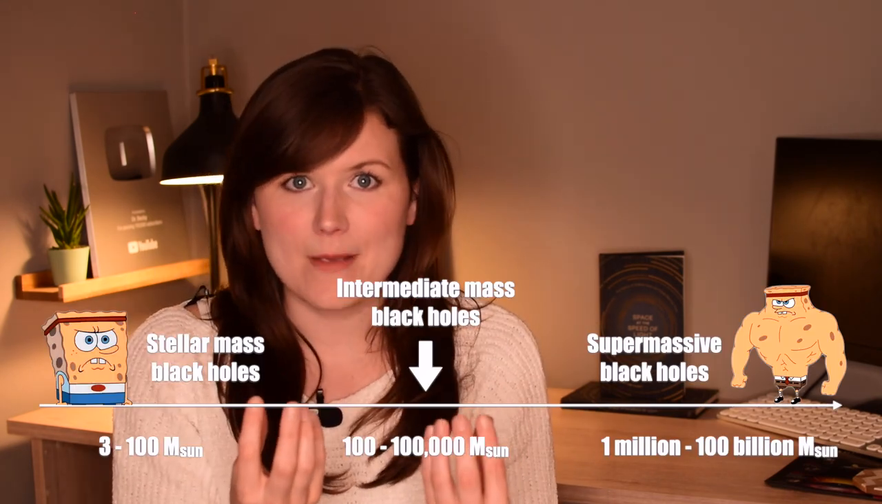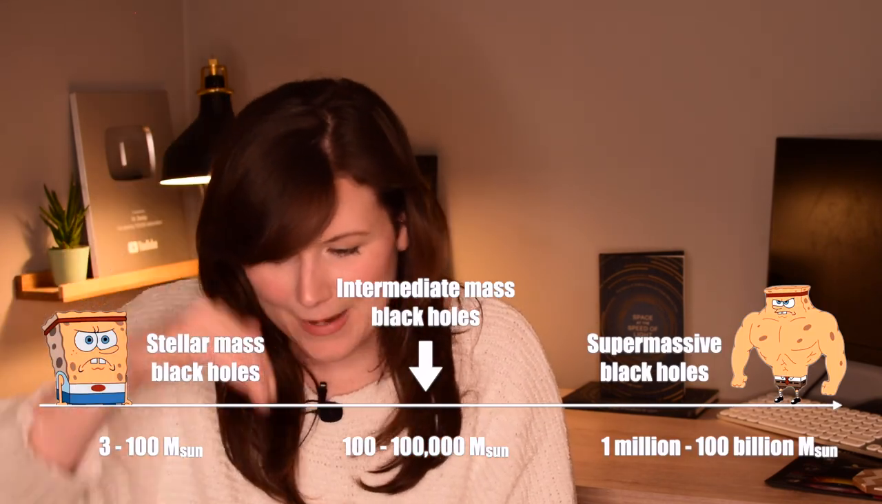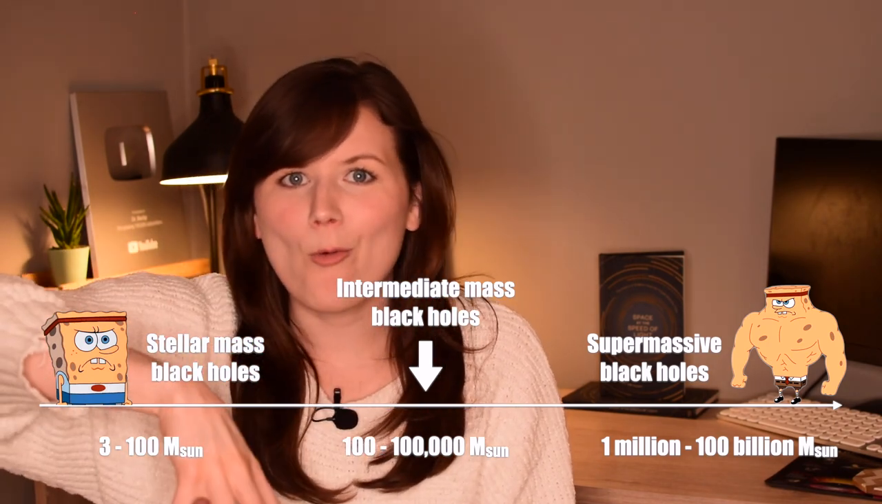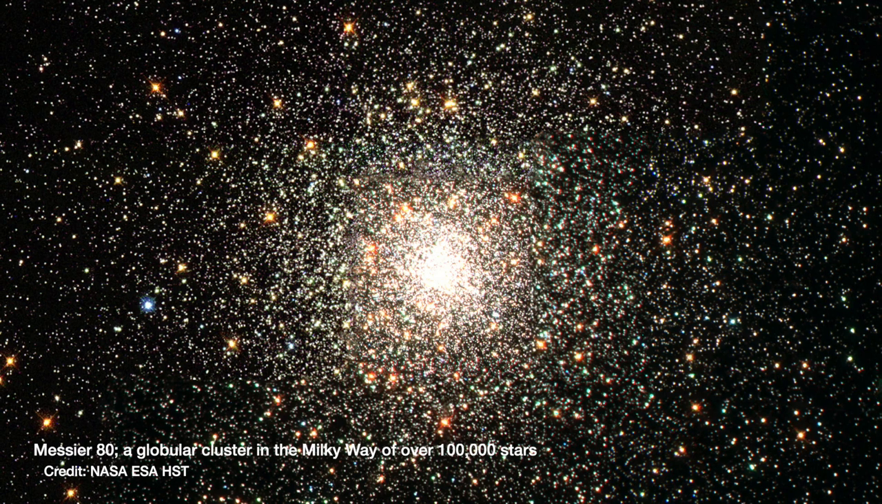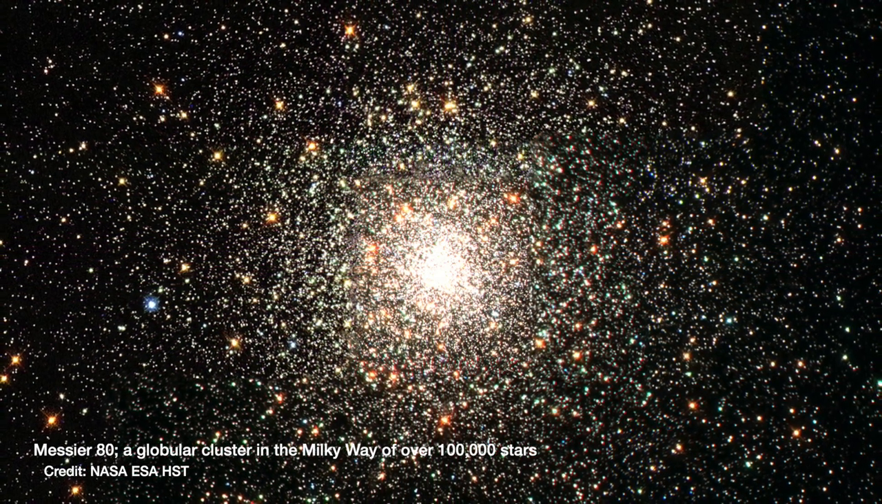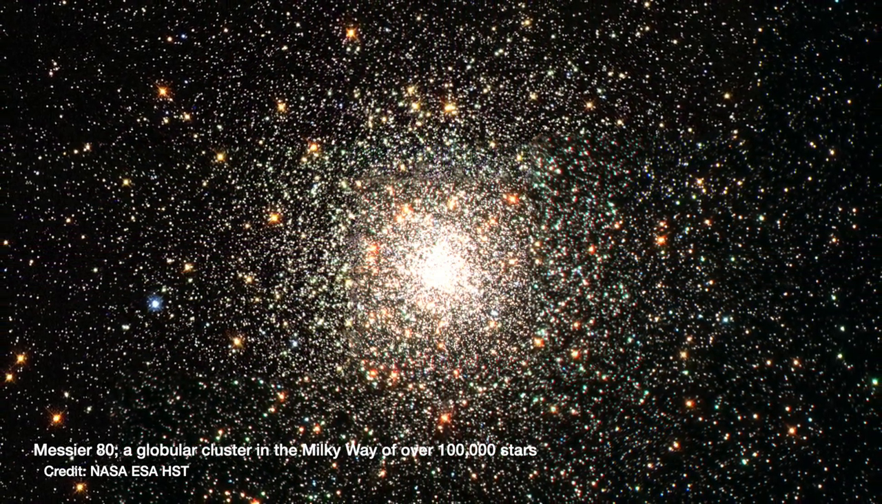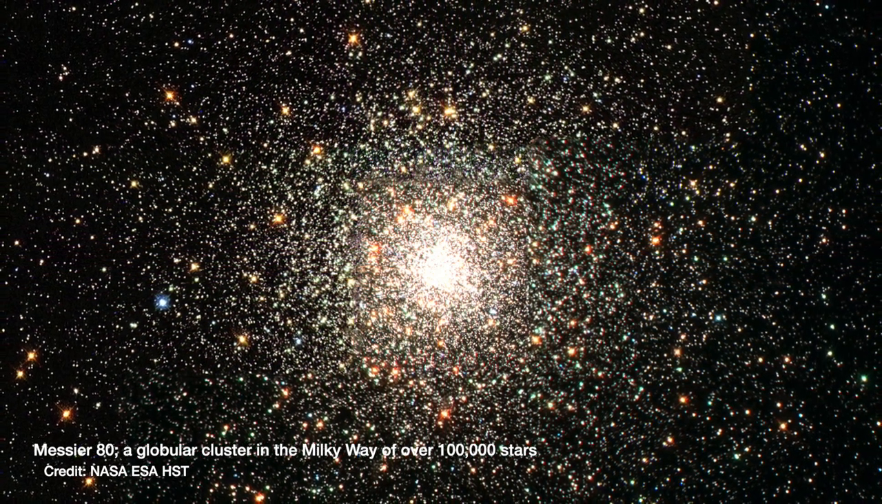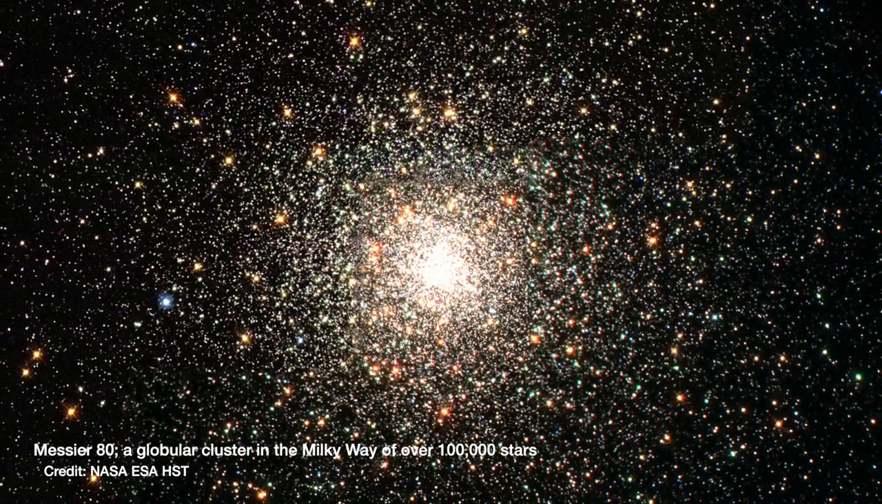So what about black holes that are truly intermediate mass? Something like 1,000 to 10,000 times the mass of the sun, right smack bang in the middle of that intermediate mass black hole regime. Well, the best place we can think to look for those is globular clusters of stars. Groups of hundreds of thousands of stars that have all formed in the same place from the same cloud of gas at the same time.